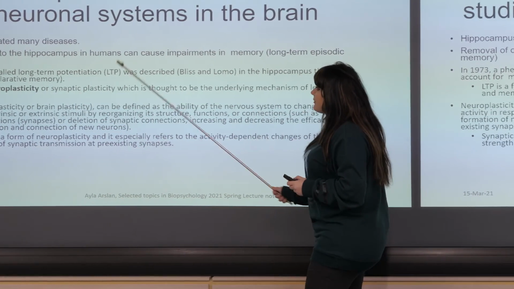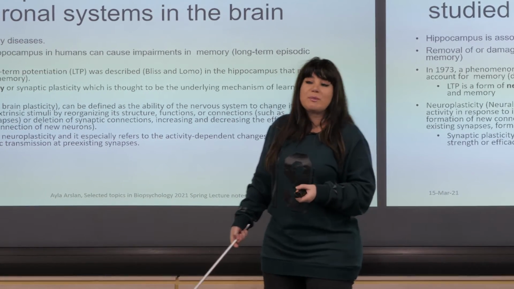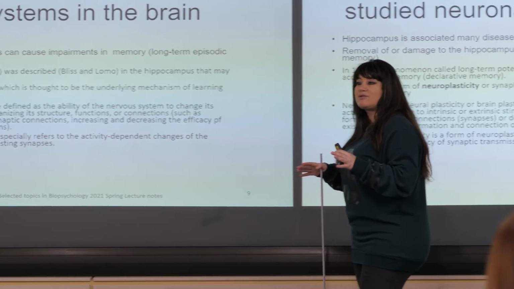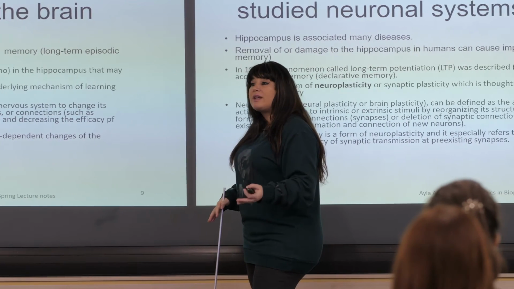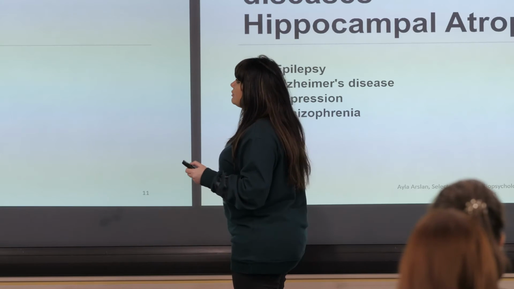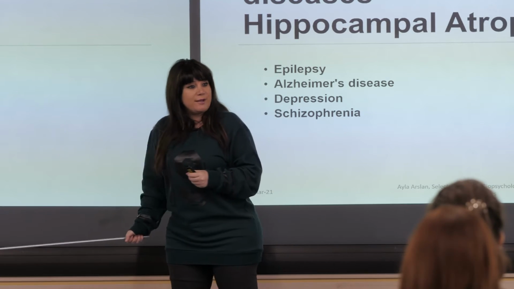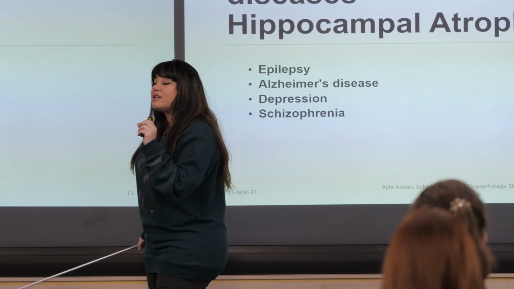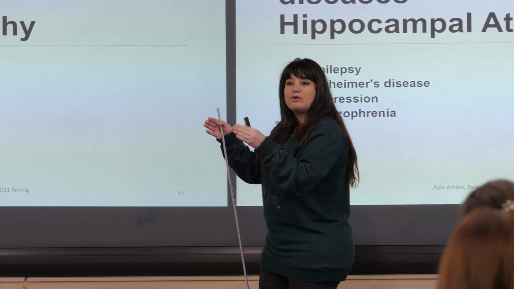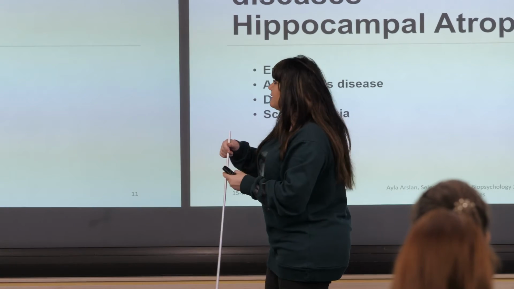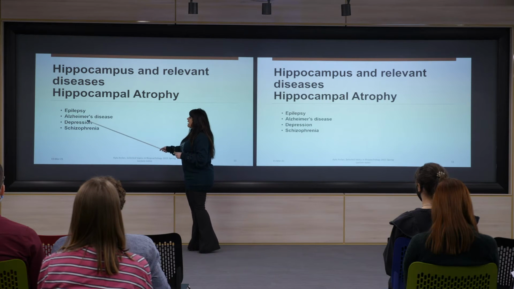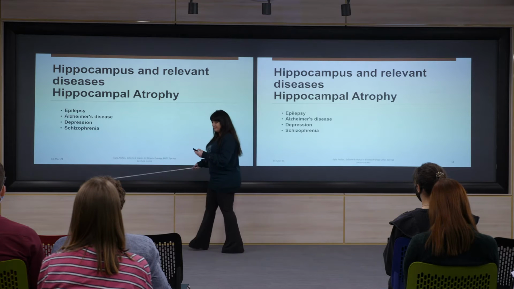Yes, I talk about that. And of course, the hippocampus is associated with many diseases. So any kind of prevalent psychiatric disease, such as schizophrenia, such as depression, you find that actually there is a trouble related to the hippocampus. Basically, hippocampal atrophy means that you have the degeneration of the relevant tissue. Okay, you have the loss of the tissue volume for that. And hippocampal atrophy has been observed in different diseases, including epilepsy, Alzheimer's disease, depression, and schizophrenia.